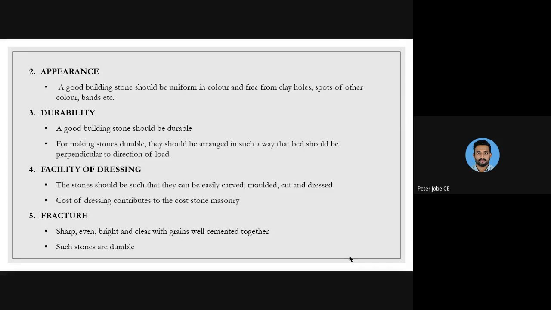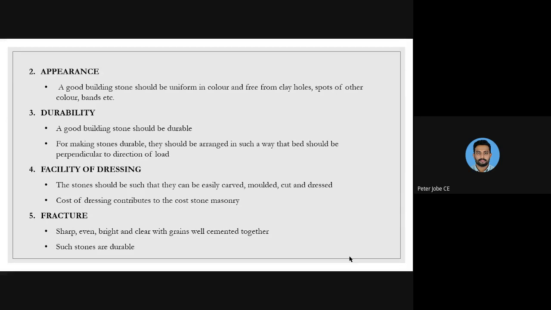And next is a sharp fracture. That means the stone should be sharp, the edges should be sharp, it should be even and bright, and the grains should be well cemented together. That means it should not be loose like limestone.